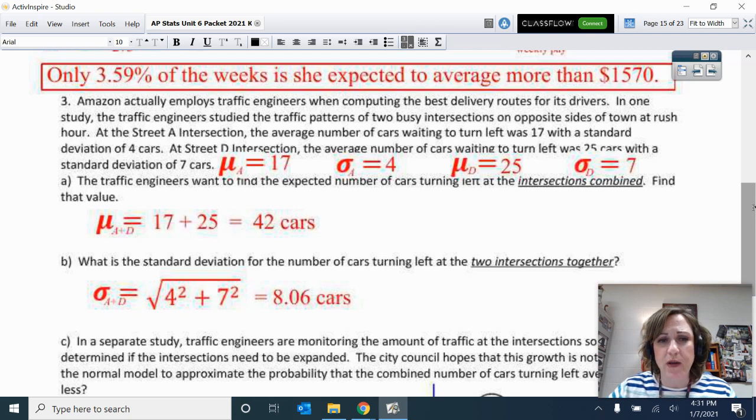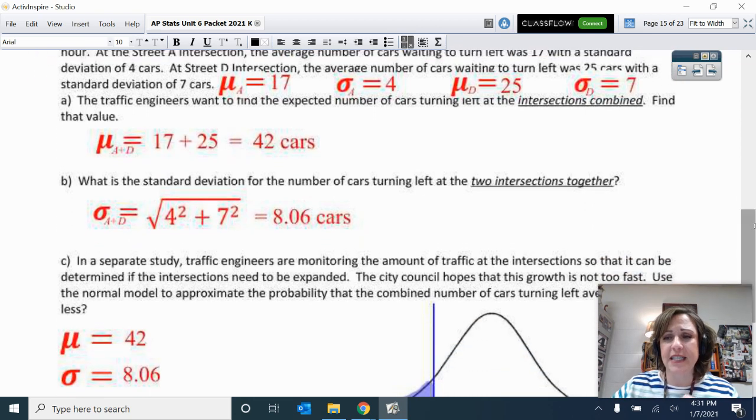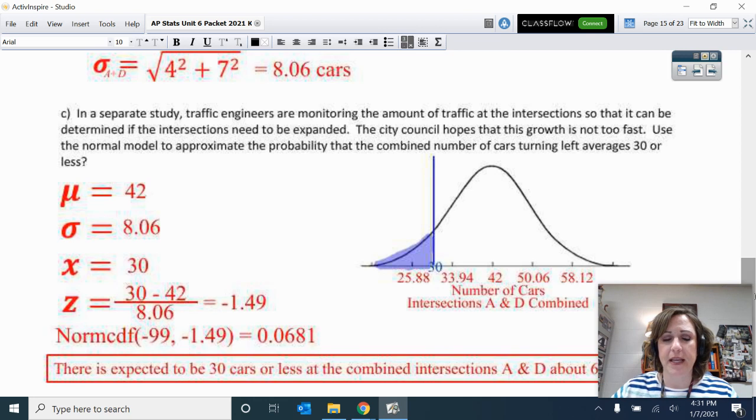The traffic engineers want to find the expected number of cars turning left at the intersections combined. So maybe the route has both of those situations. They want to see what they're dealing with here. So we've got that 17, so that just combines 17 plus 25. But for standard deviation, it's the Pythagorean theorem of statistics: 4 squared plus 7 squared, and square rooting it. Now, let's do this. So we set this normal model up with a mean of 42.